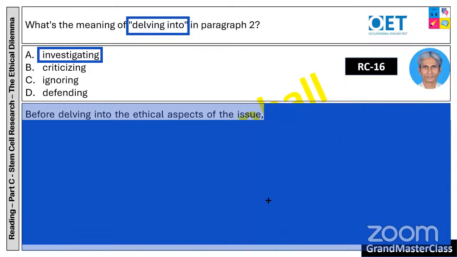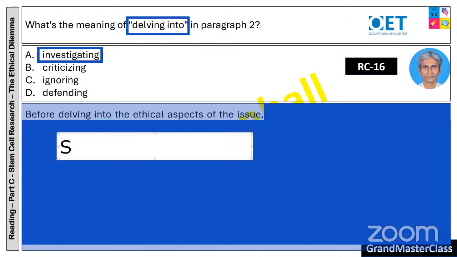So you can see, delving into means stepping into, going into, finding into, studying, probing, researching, finding, inquiring, speculating, investigating. All these are synonyms. So you can use those words. So delving into means investigating, research, synonyms. This is called the play or the game of synonyms.